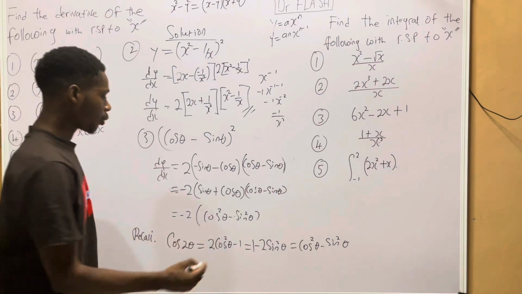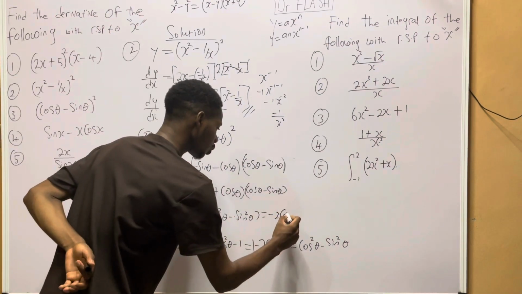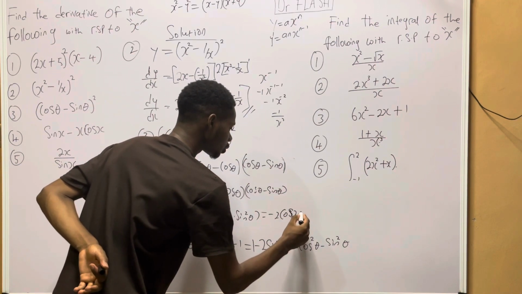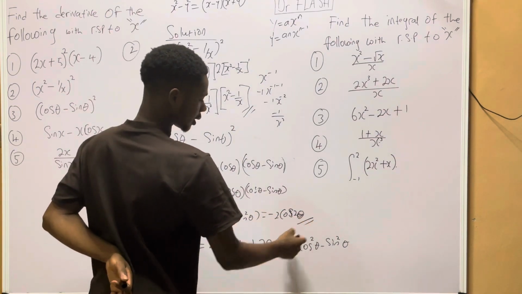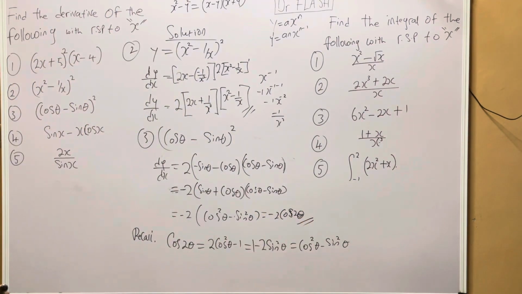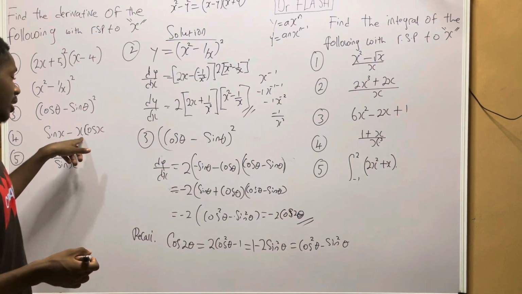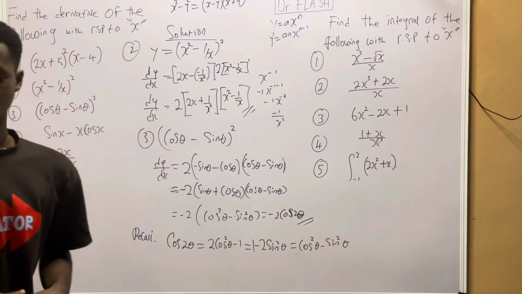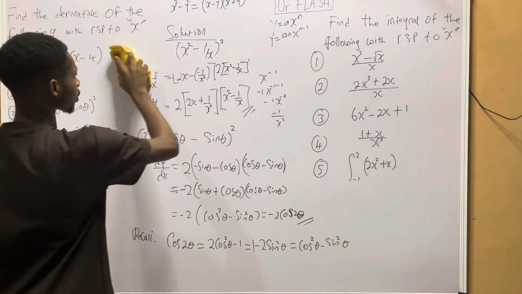So this guy upwards is going to give us, we're already having a minus 2 outside, times cos 2 theta. Okay, so our final answer is going to be minus 2 cos 2 theta. That's going to be our final answer for this particular question. And then for number 4, we are having sin x minus x cos x, okay? Sin x minus x cos x, that's what we're asked to find. So we're going to do the number 4 question up here.